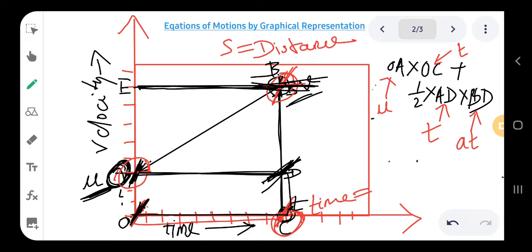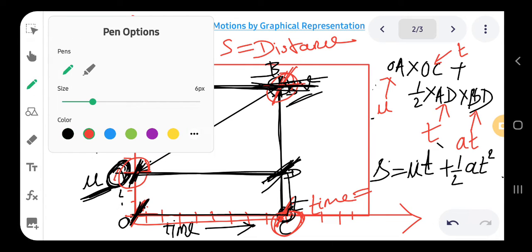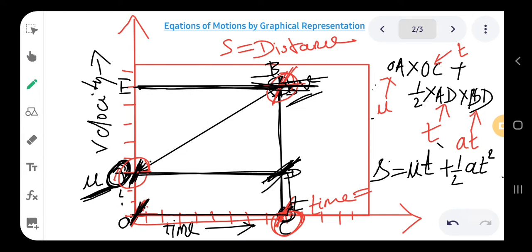So S equals, this is S. Now we are finding out S. S equals U into T plus half into T into 80, meaning 80 squared. So did I just get the second equation? S equals UT plus half 80 squared. So this is our second equation derived from the same diagram.